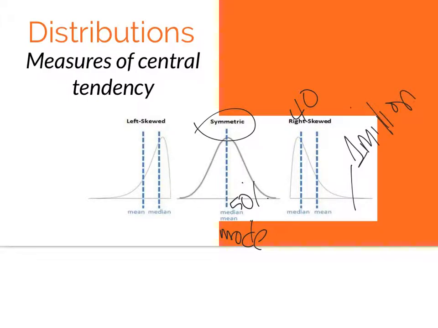Then the mean will be pulled towards the outlier. In this case, the outlier earns much more. But in a left skewed distribution, or negative skewed distribution, the mean will be pulled towards the negative values, or towards the lower values.